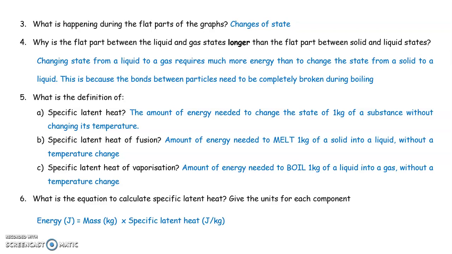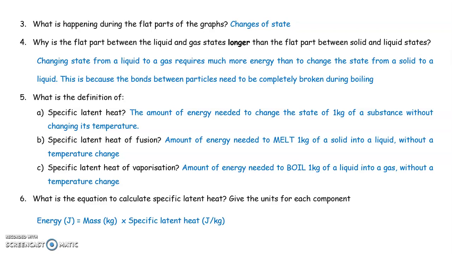Specific latent heat is the amount of energy needed to change the state of 1 kilo of something without changing its temperature. It's a state change. Latent heat of fusion is the amount of energy to melt a kilo, and vaporization is the amount of energy to boil a kilo.